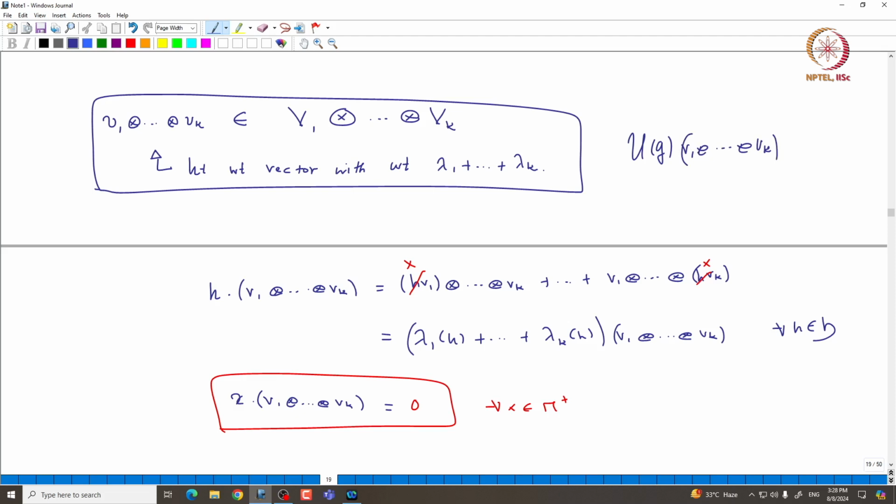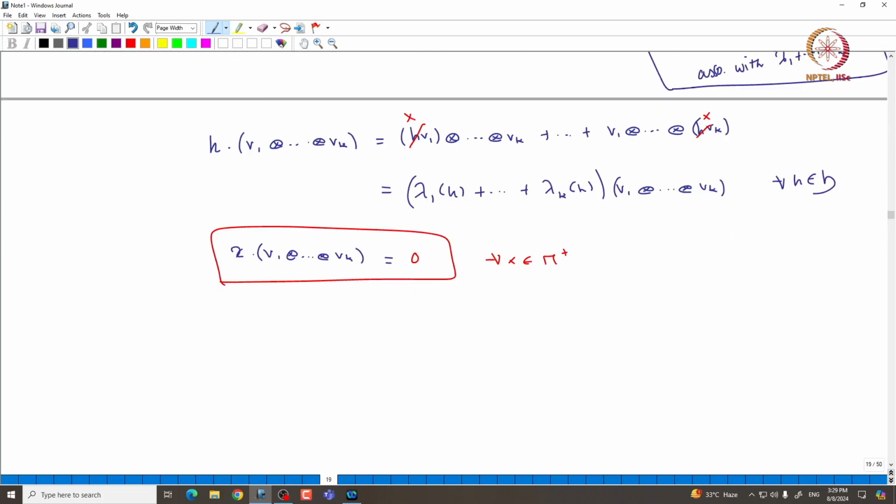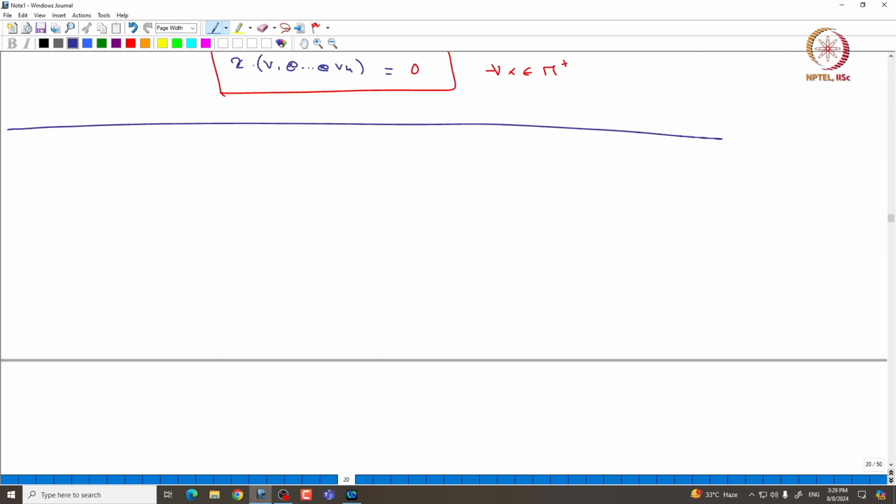From our previous observation, we can easily see that this must be an irreducible module, and this irreducible module corresponds to the highest weight lambda 1 plus, etc., plus lambda k. So, this is an irreducible module associated with lambda 1 plus, etc., plus lambda k. This is how one constructs all the irreducible representations corresponding to a given dominant weight lambda. Now let us try to use this.